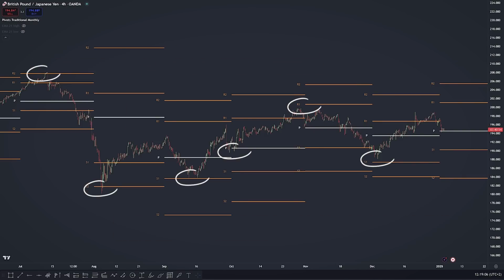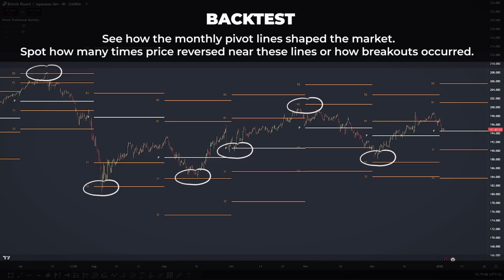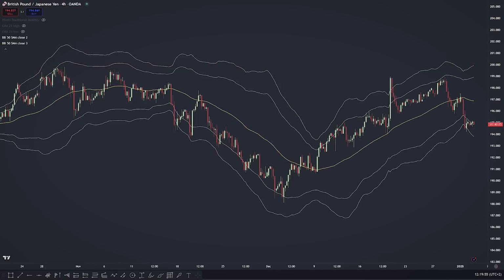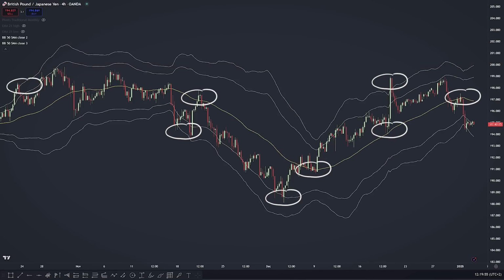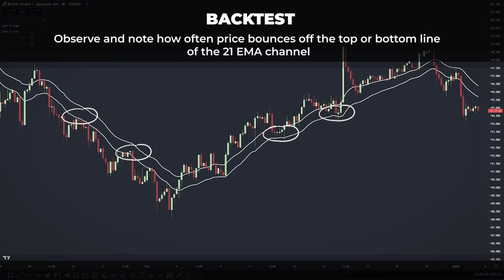In practice, you can scroll through charts from prior months. You can see how the monthly pivot lines shaped the market. You can spot how many times price reversed near these lines, or how breakouts occurred. Then you can plot your Bollinger Bands and watch how price interacts with them. Do you see consistent bounces off the middle band? The same goes for the 21 EMA channel. Observe and note how often price bounces off the top or bottom line.